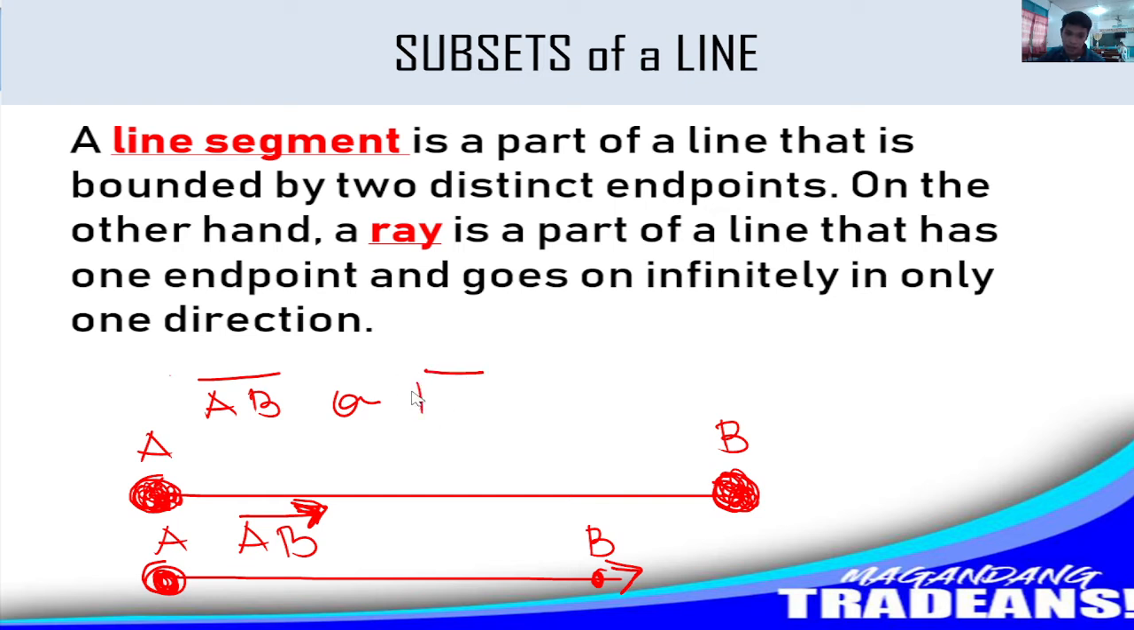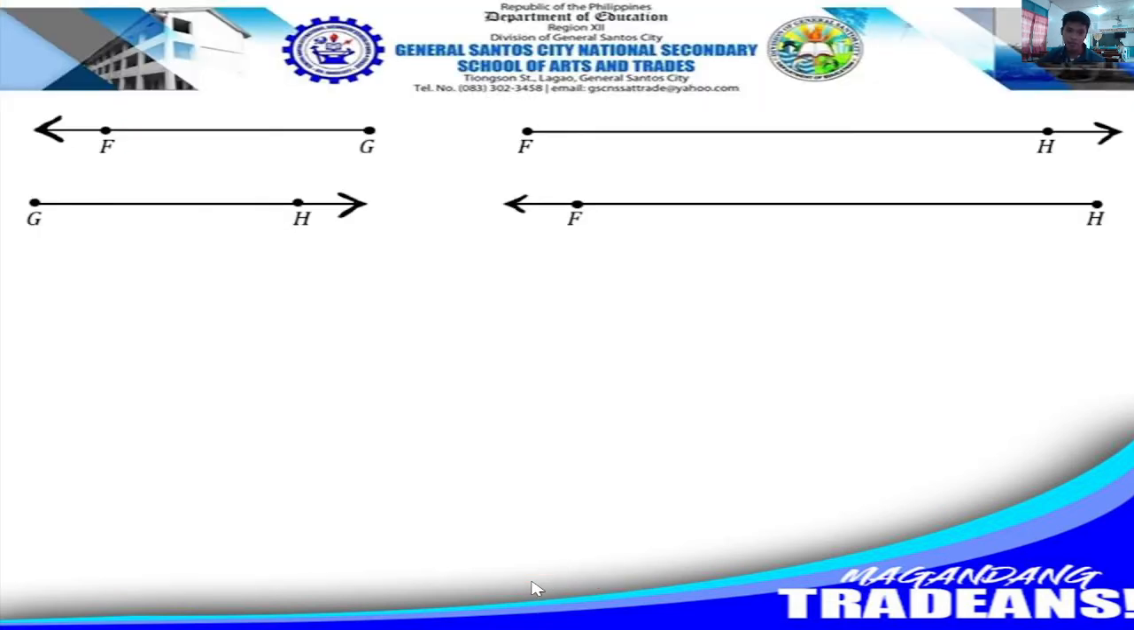Okay? Now, this one, bawal po siya baliktarin. Kasi po, ang ray po is nag-end siya sa B, so therefore, dapat ang arrow nag-end din po sa B. This is now the subsets of a line.